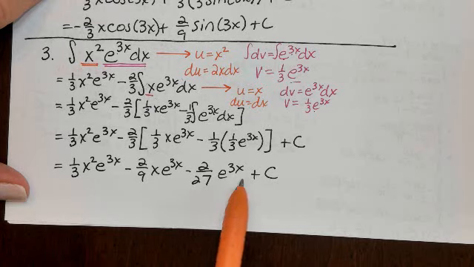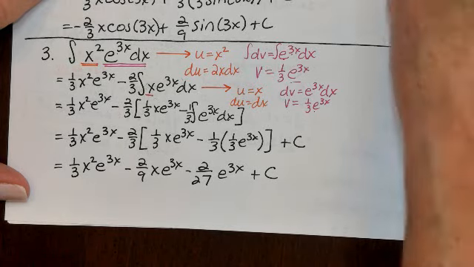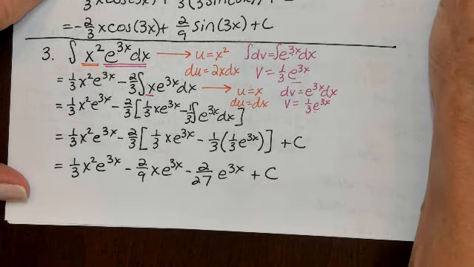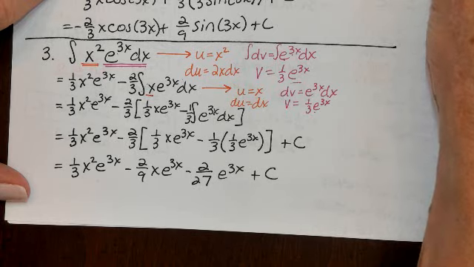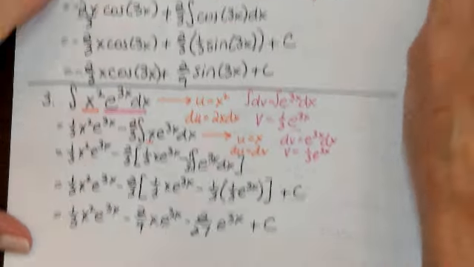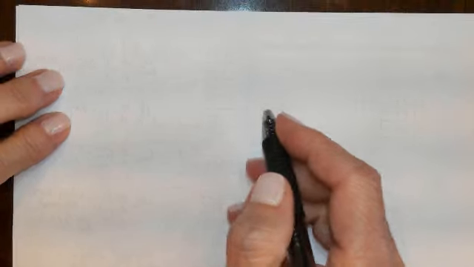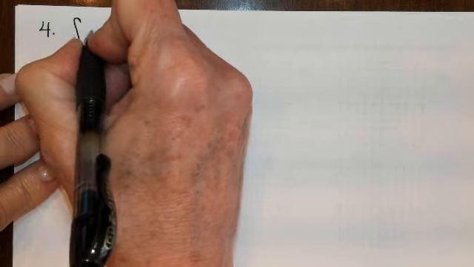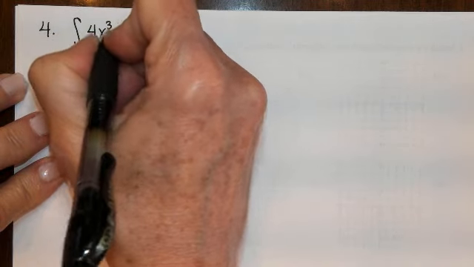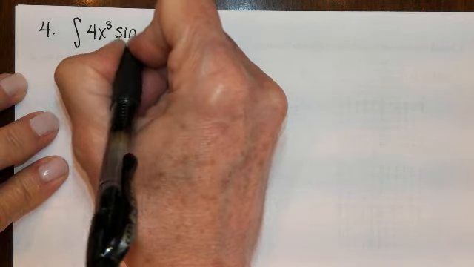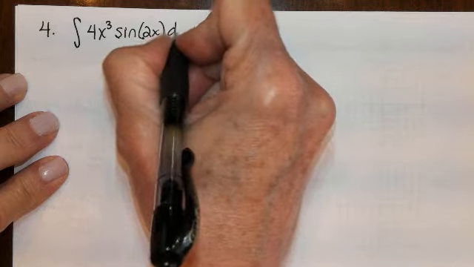Okay. Now, I would like to do the same problem with you. Let's just go and do your next example that is listed in your sheet. Example 4. In example 4, we have the integral of 4x cubed sine of 2x dx.